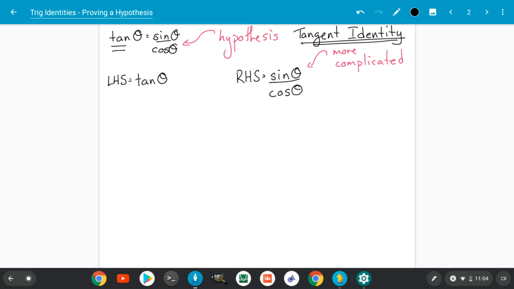So we have our hypothesis that tan theta, this here, is equal to sine theta over cos theta. You can see I've already split that into the left and the right, and you must do this to have proper form. Now I'm going to start on the more complicated side, which in this case is the right-hand side. And I'm going to go back to first principles to do this. And I'm just going to look and see things that we already know are true. So I'm going to use the definition for sine. So sine is opposite over hypotenuse.